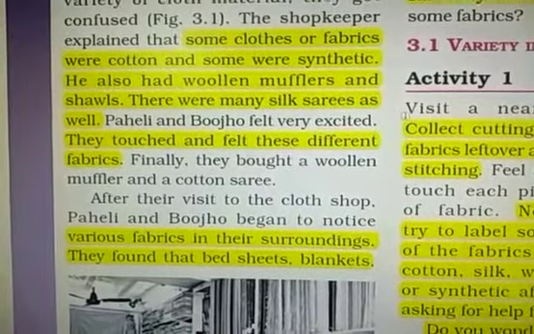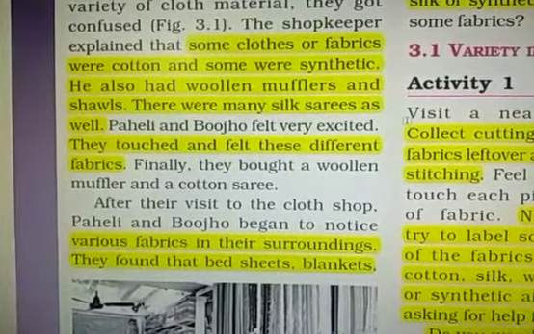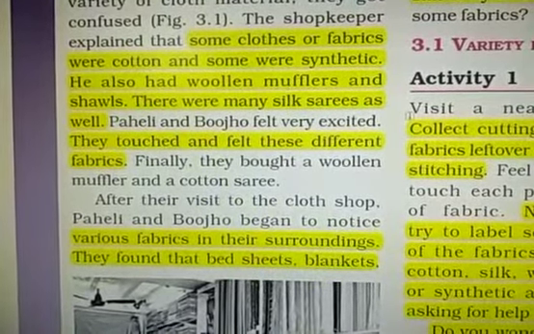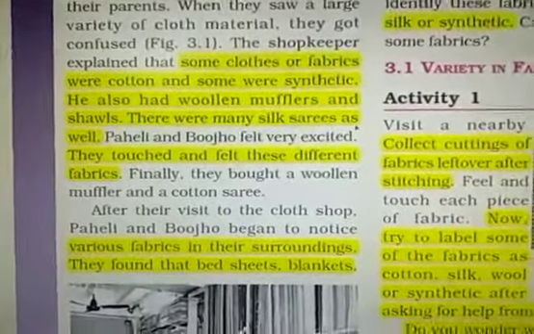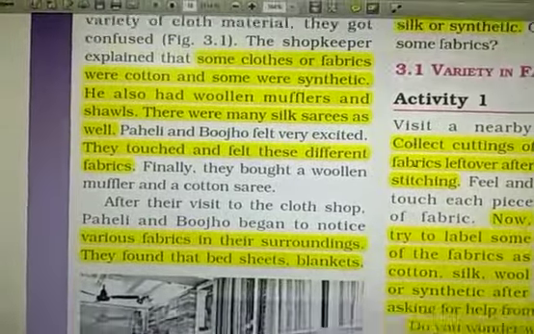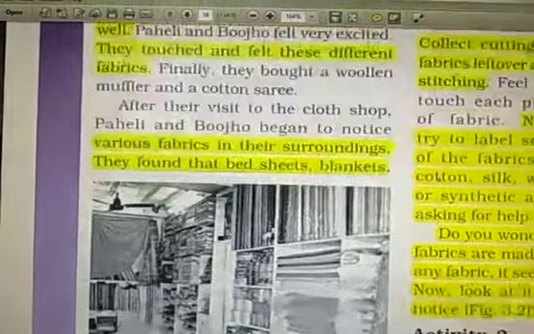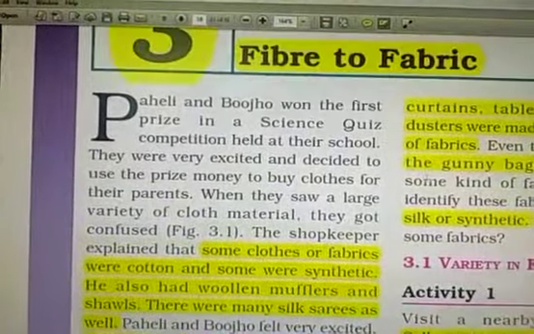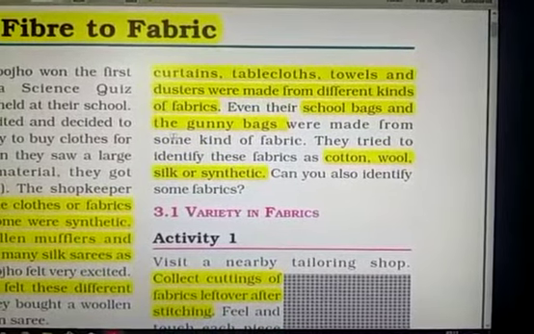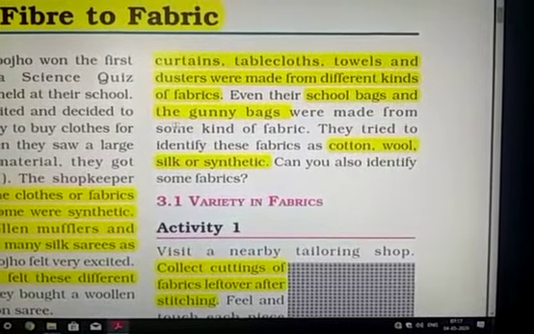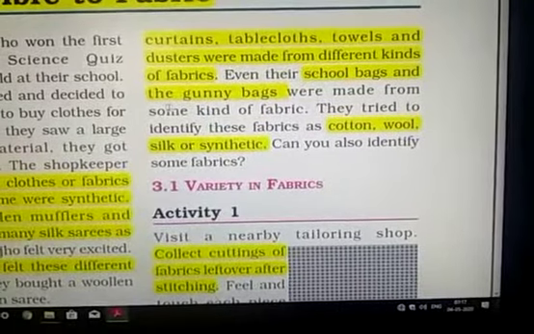your eyes. Various fabrics in your surroundings are used to prepare different fabric items. For example, bed sheets and blankets have different types of fabric. In any clothes shop you can see the variety of clothes, the variety of fabrics there. Different fabrics are used to prepare curtains, tablecloths, towels, dusters. They all have different fabrics. Even your school bags and gunny bags have different types of fabric.